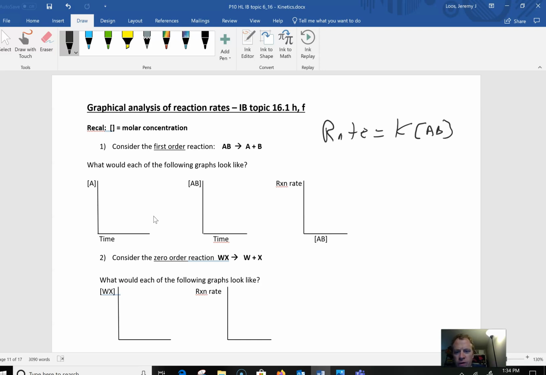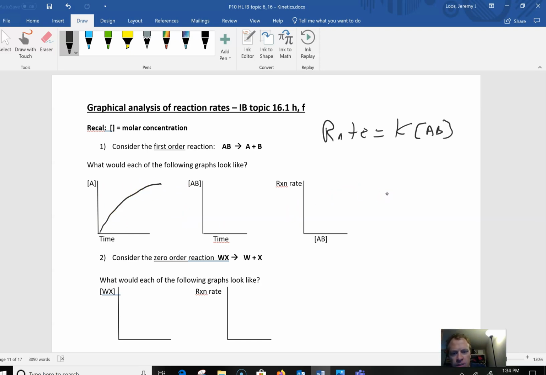Okay, so notice very carefully what we're supposed to graph. Concentration of A versus time, concentration of AB versus time, and then reaction rate compared to concentration of AB. So let's think about this. A is a product, so its concentration is going to go up over time. Presumably, we're starting with 0 concentration, so it would go a little something like this. And it's not a straight line because rates slow over time. It's going to start fast and slow down. So it would look a little something like this. The slope of this line at any given moment is the rate.